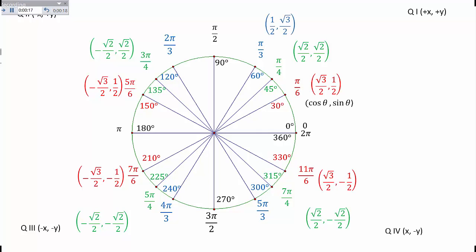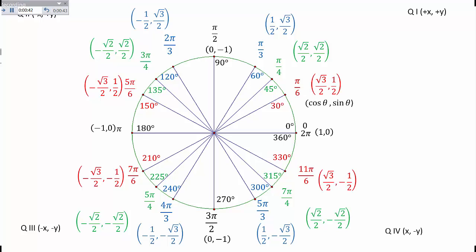60 degrees has a point on the unit circle of 1/2, comma, square root of 3 over 2. So when we look at the 60-degree reference angle family, we see that each of those points has exactly the same x and y values, except changing signs once again based upon the quadrant. Our quadrantal angles have exactly the same points that we have always used for the quadrantal angles. So we have 1, 0, 0, 1, -1, 0, and 0, -1.